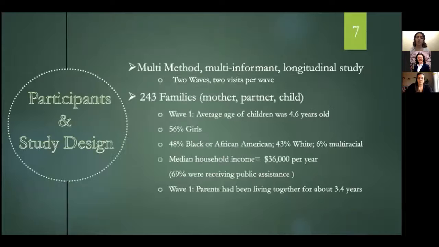Now I'd like to move on to how we tested this. Data was drawn from a multi-method, multi-informant longitudinal study that consisted of 2 waves. Participants consisted of 243 families. The children participating were on average 4.6 years old. Families were predominantly Black or African American, and the rest were white, multiracial, or another race. The median household income was around $36,000 per year, and the majority of families were receiving public assistance. At wave 1, parents had been living together for about 3.4 years.